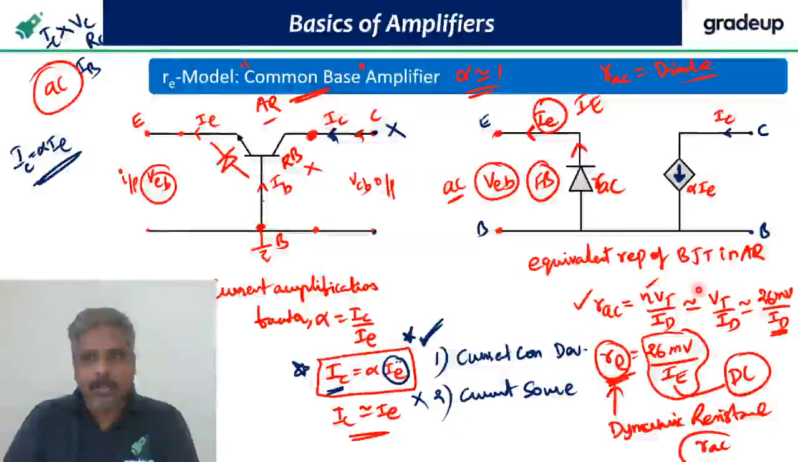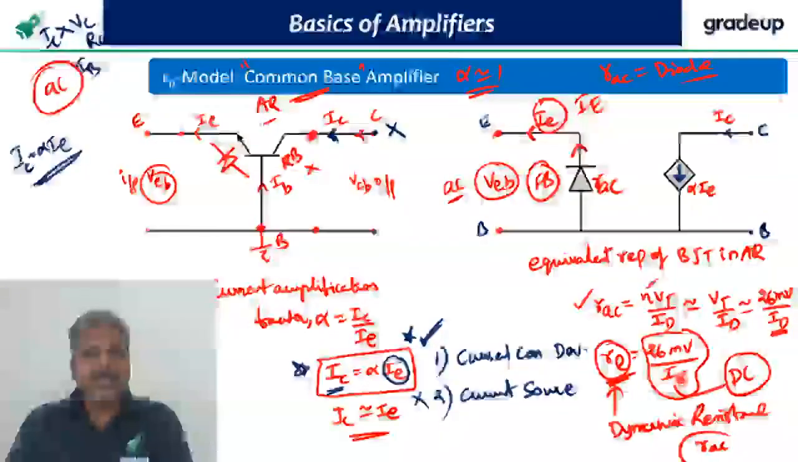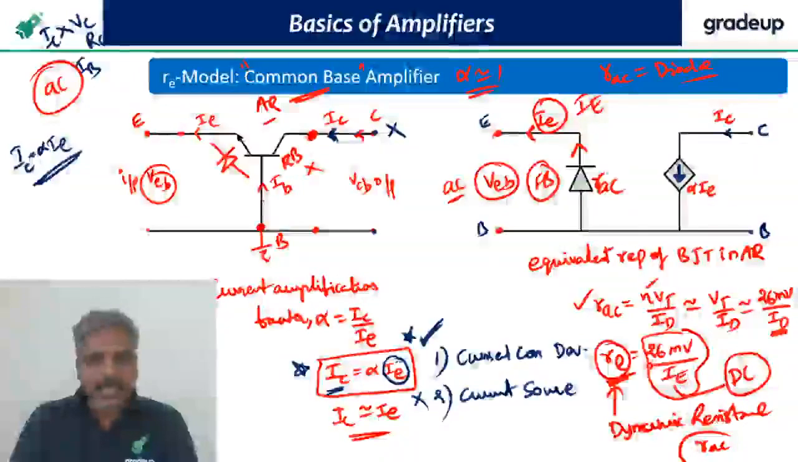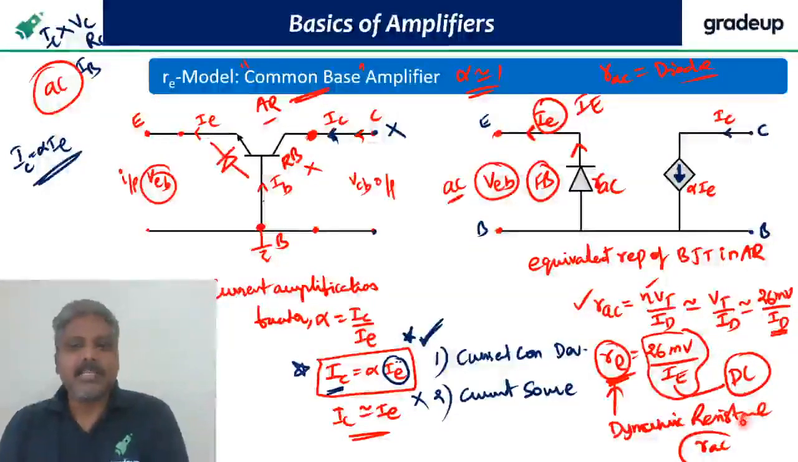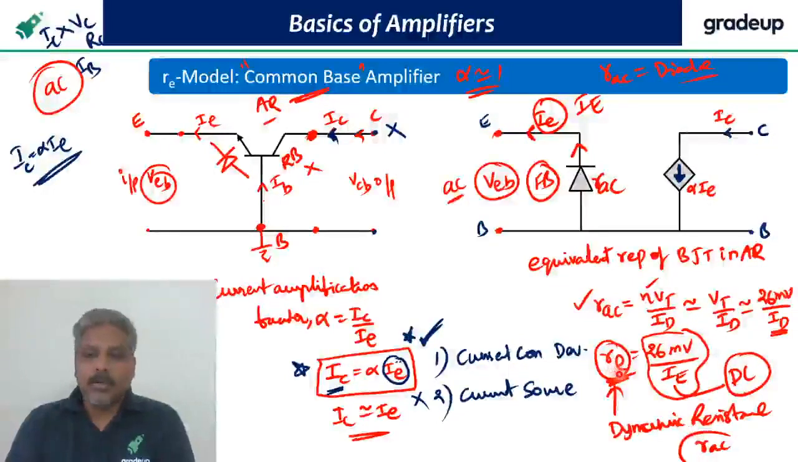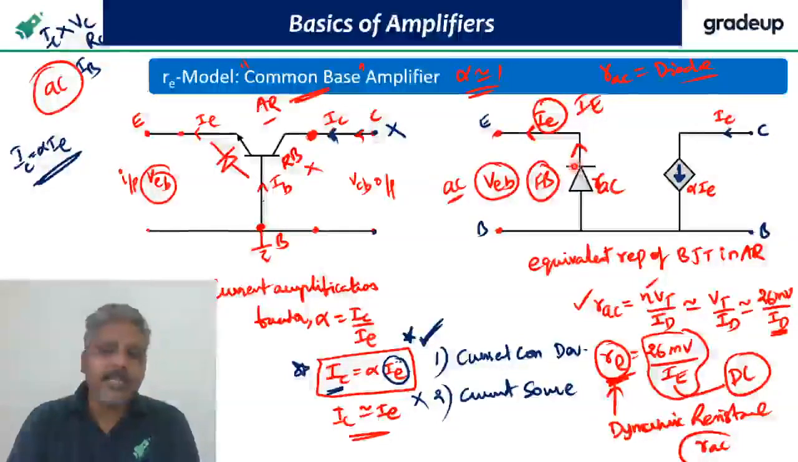Here it is not a diode. If it is a diode, I would have called it ID. Since it is not a diode, what is this? Emitter junction. What is the current? IE. That's why I am writing it as IE. Since I changed the notation here, I am changing the notation here. RAC, I am calling it RE, which is exactly nothing but RAC. It is the dynamic resistance only. Only the name I changed because it is at the emitter.